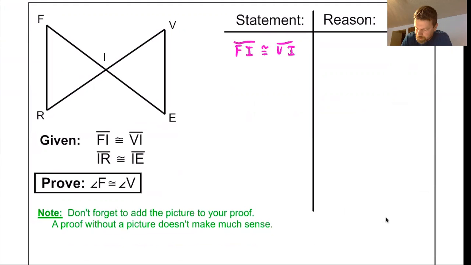And then I can mark it in the picture, FI and VI. But the big thing with a proof is you need to state why you know it. It's not enough to just say, oh yeah, they're totally congruent. The biggest part of a proof is giving reasons, so we have reasons to believe you're right. So in this case, how do I know they're equal? Well, that was given to be true. So the reason I know that is it was given.